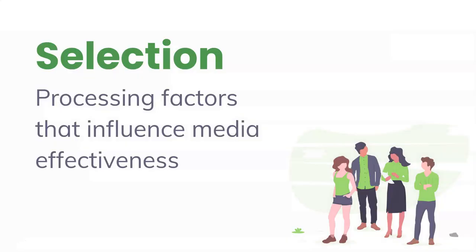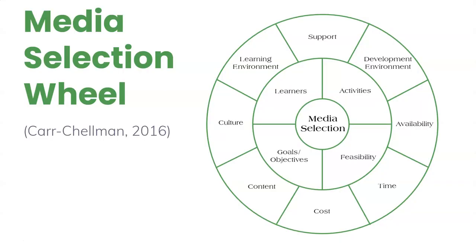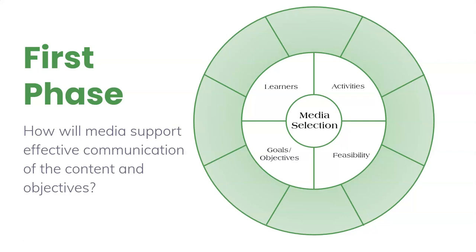When we're selecting those choices, when we're selecting from those different media, there are going to be different factors that might influence our thinking. Chelman published this, what she calls the media selection wheel. We're going to look at it in two parts. The first part asks, how will the media support the effective communication of content objectives? So notice the inner part here where we're looking at the goals and objectives. So does the technology that I'm choosing support the learning outcome for this lesson?